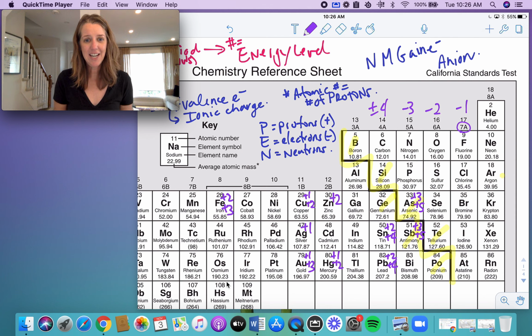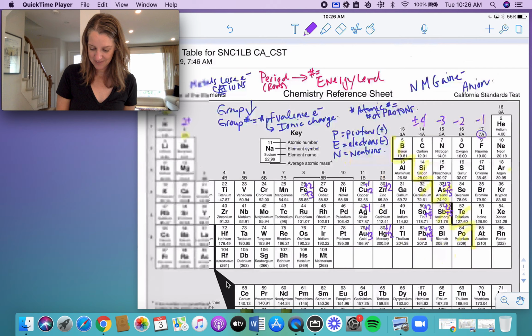Iron, Fe, +2, +3. Tin and lead are in an even numbered group. They have the same: +2, +4, +2, +4. And arsenic and antimony are in an odd numbered group, and their ionic charges are +3 and +5. Okay, you practice and you'll have it memorized.